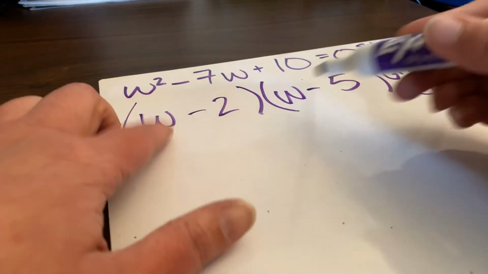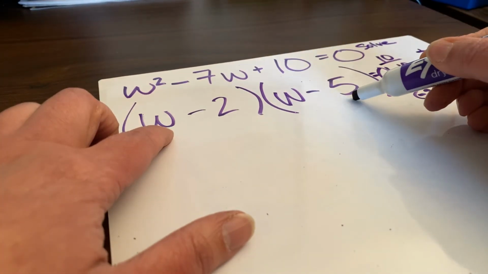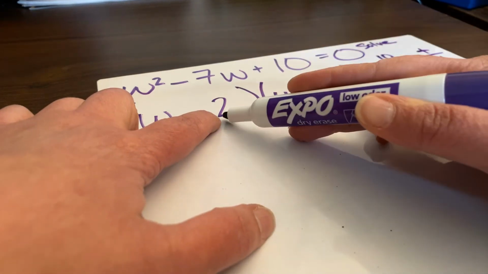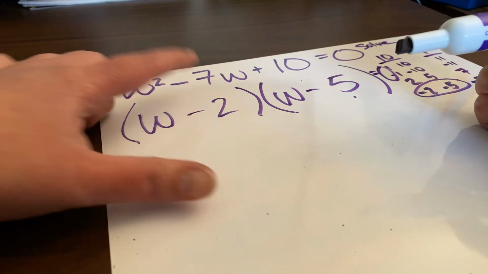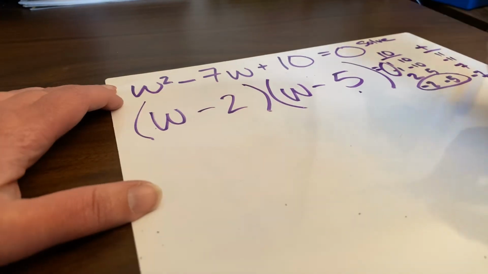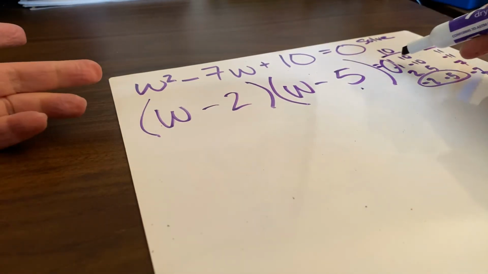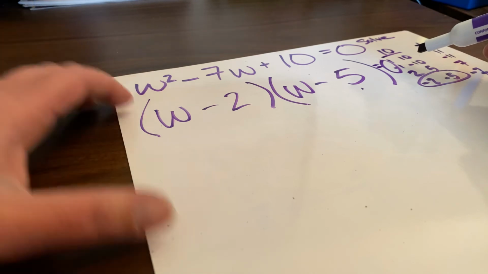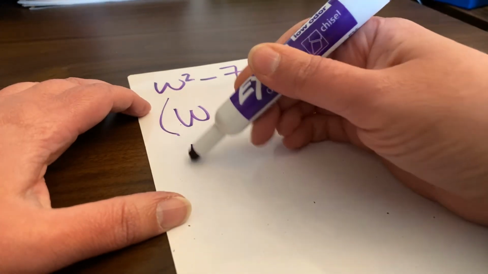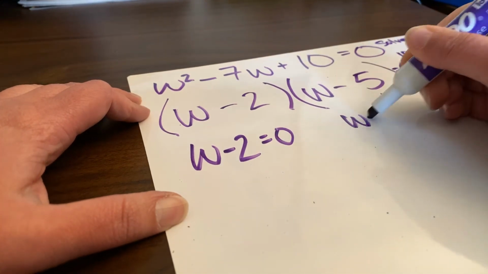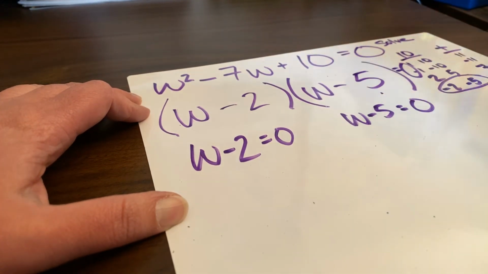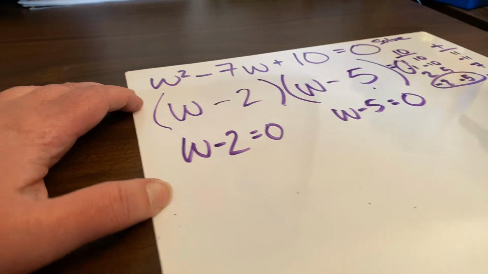And we can check, w times negative 5 is negative 5w. Negative 2 times w is negative 2w. If you add them up, you get negative 7w. This checks, all right? But it's also set equal to 0, and we're not done. We need to solve for w. So we take each of these, this w minus 2, and set it equal to 0. We take the w minus 5 and set that equal to 0, and then we solve for w.